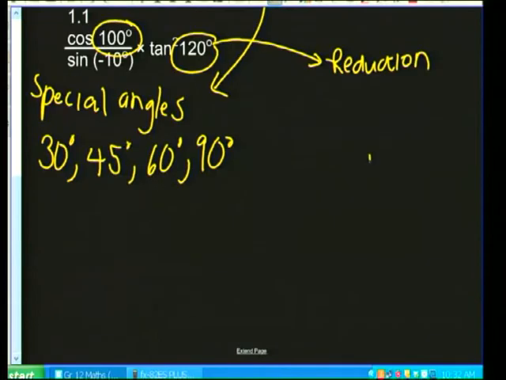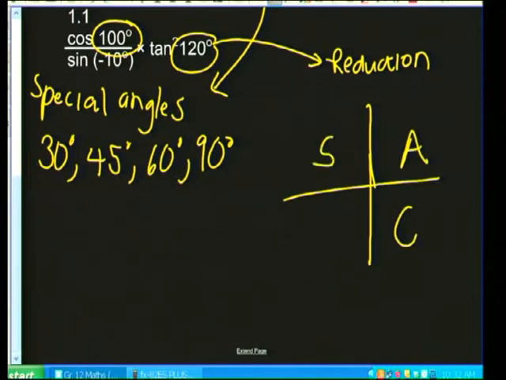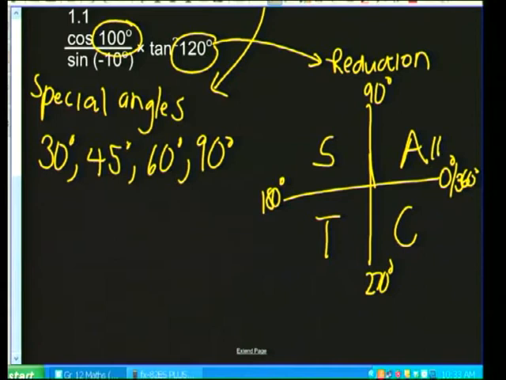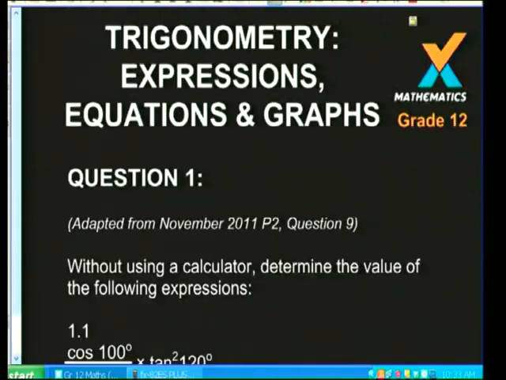Remember, your reduction is your CAST diagram. If this is 0, this is 90, this is 180, and this is 270, and then back to 360. Here they're all positive. In the second quadrant, only sine is positive. In the third quadrant, only tan is positive. In the fourth quadrant, only cos is positive. So let's look at the question itself.